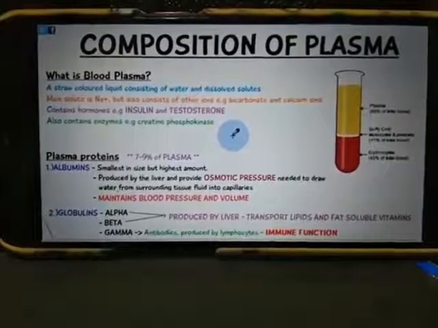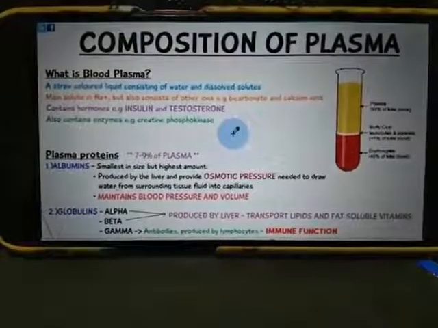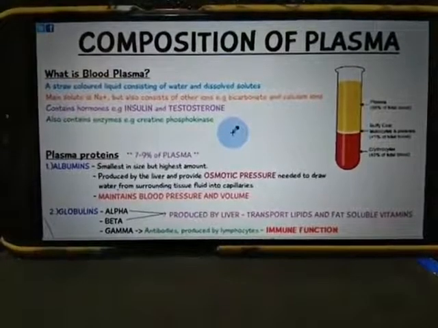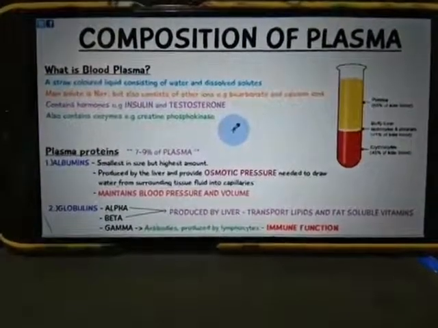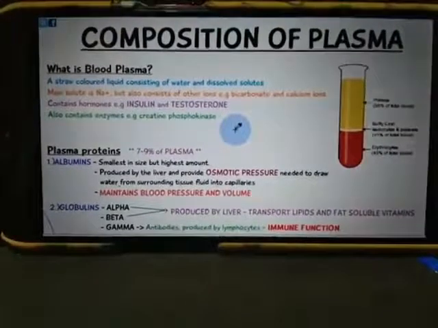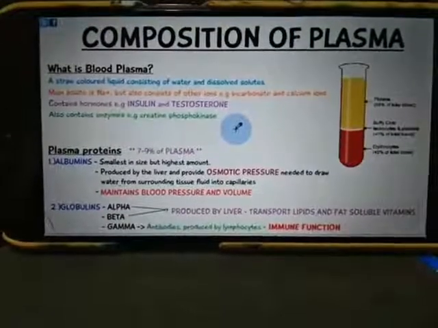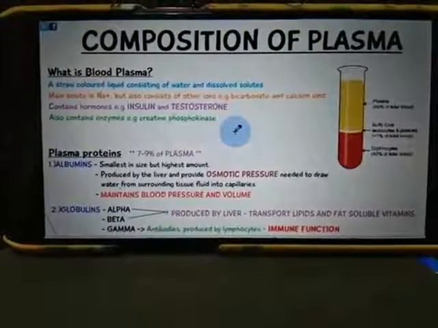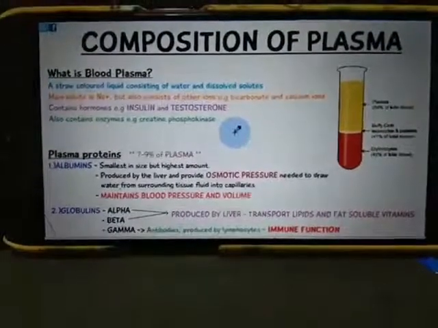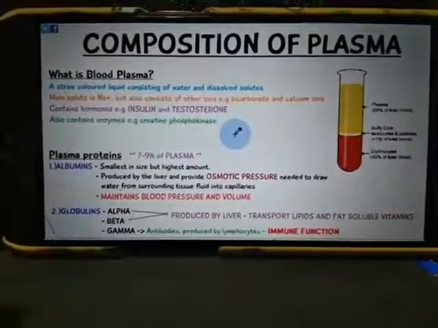Next is globulins, which contain alpha, beta, and gamma. Alpha and beta are produced by the liver and transport lipids and fat-soluble vitamins, while gamma is antibodies produced by the lymphocytes for immune function.